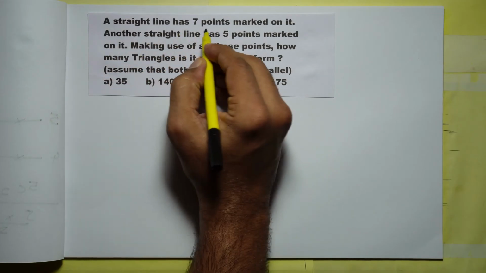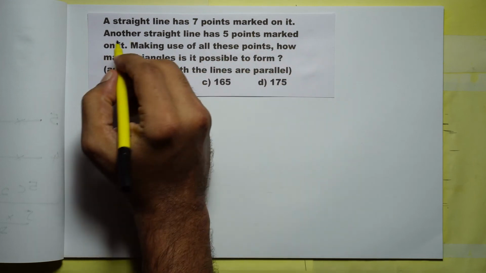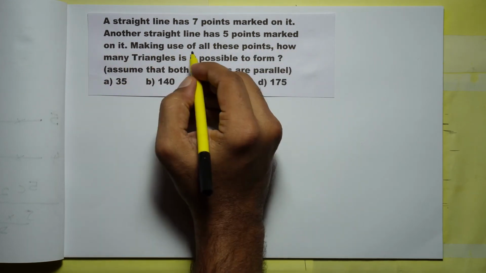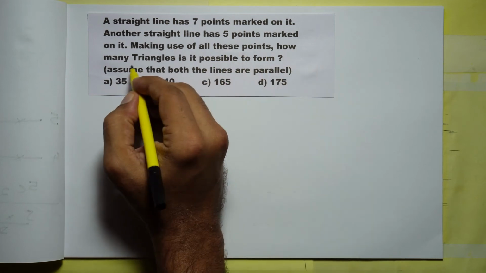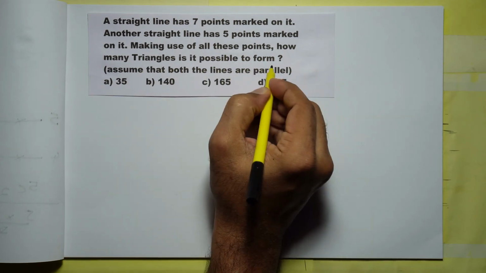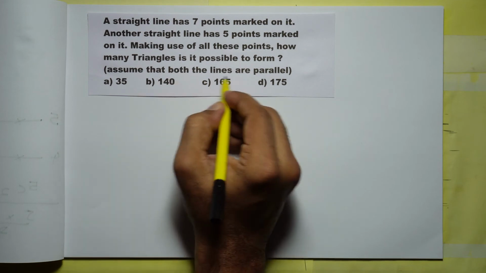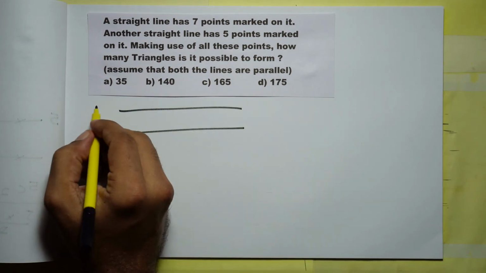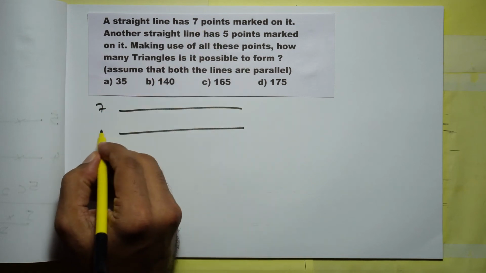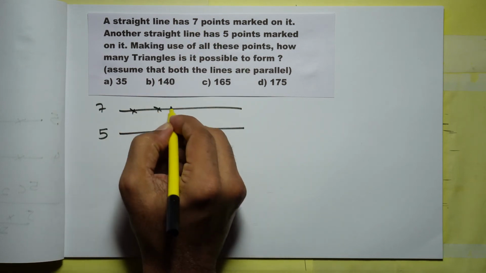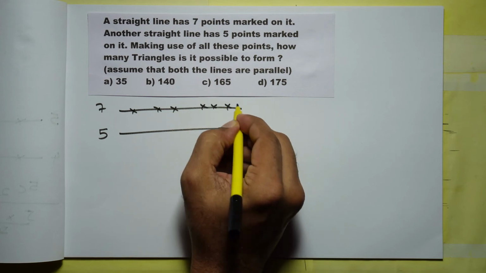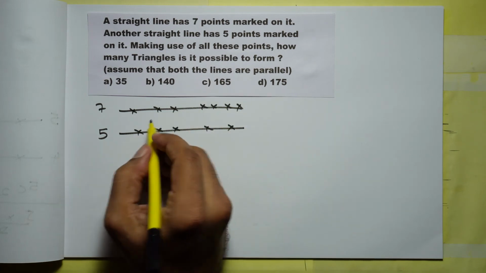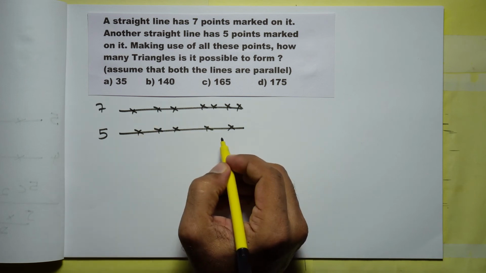A straight line has 7 points marked on it. Another straight line has 5 points marked on it. Making use of all these points, how many triangles is it possible to form? Assume that both the lines are parallel. So you have 2 parallel lines. In one you have 7 points and in the other you have 5 points. And totally how many triangles are possible?